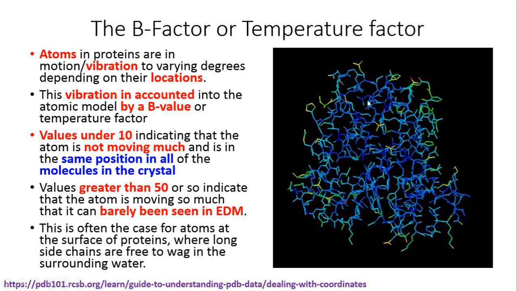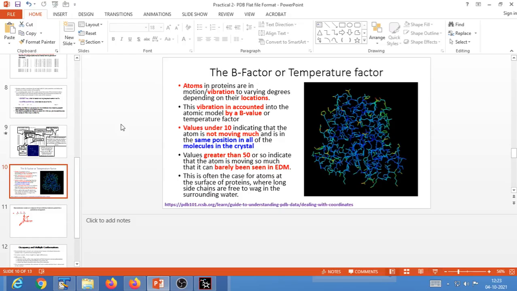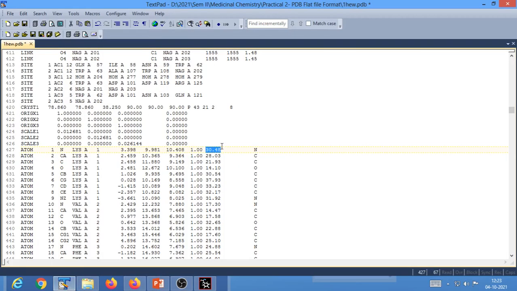Okay, and this vibration or the motion of the atoms in your protein molecule is accounted for by something called the B factor or temperature factor. The values present in your temperature factor would give you an idea about the motion of that atom in the protein molecule.